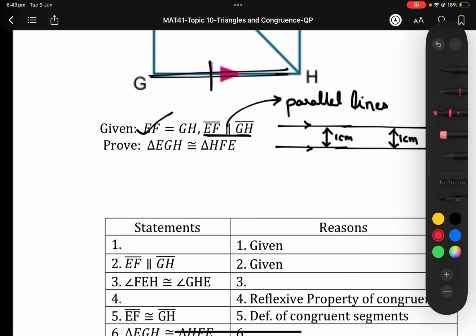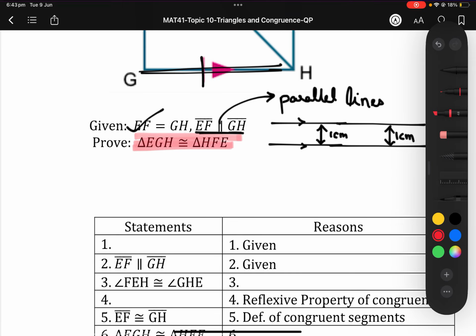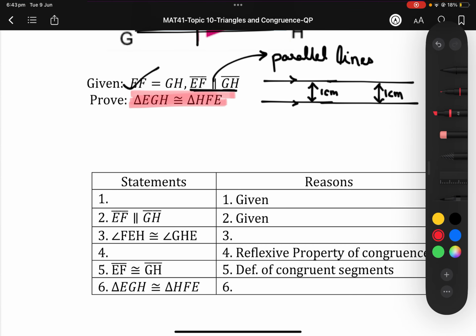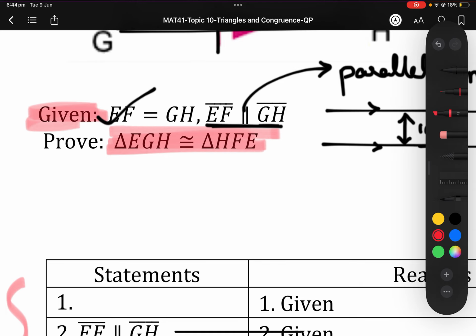And then they are asking us to prove the triangle EGH is congruent. I have to prove that the two triangles are congruent to each other. So how do I prove that? To prove that, these are the things that I have been given. Now, what is one piece of information that is given to me? There are two pieces of information given. If you see the given part, this one thing is given and this is the other thing given.